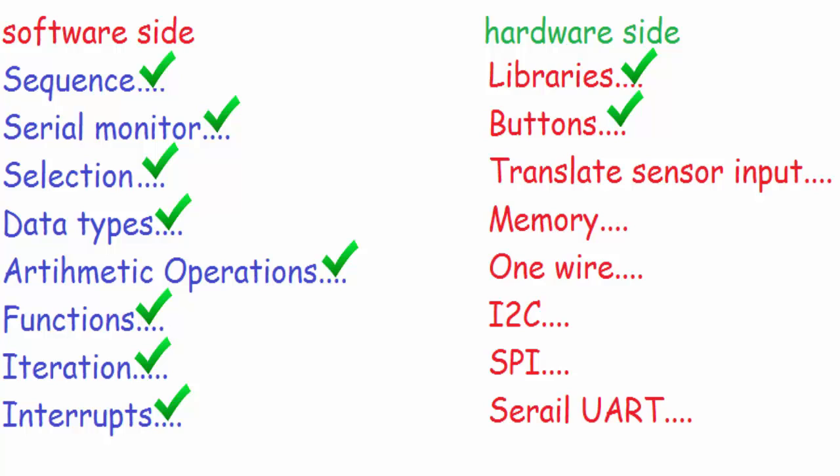In the next video we're going to talk about how we can translate our sensor input to a human readable value. Like we have a temperature sensor and there is an incoming value, and we're going to translate this value to the temperature in Celsius.